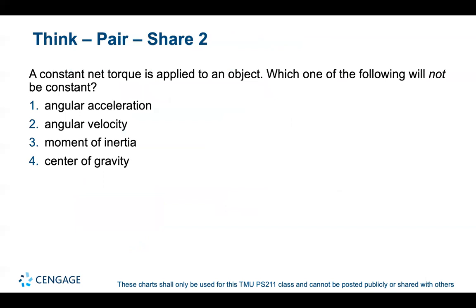So here's a question for us to consider. A constant net torque is applied to an object. Which one of the following will not be constant? And the answer is angular velocity. The reasoning is, since the object has a constant net torque acting on it, it will experience a constant angular acceleration. Thus, the angular velocity will change at a constant rate.